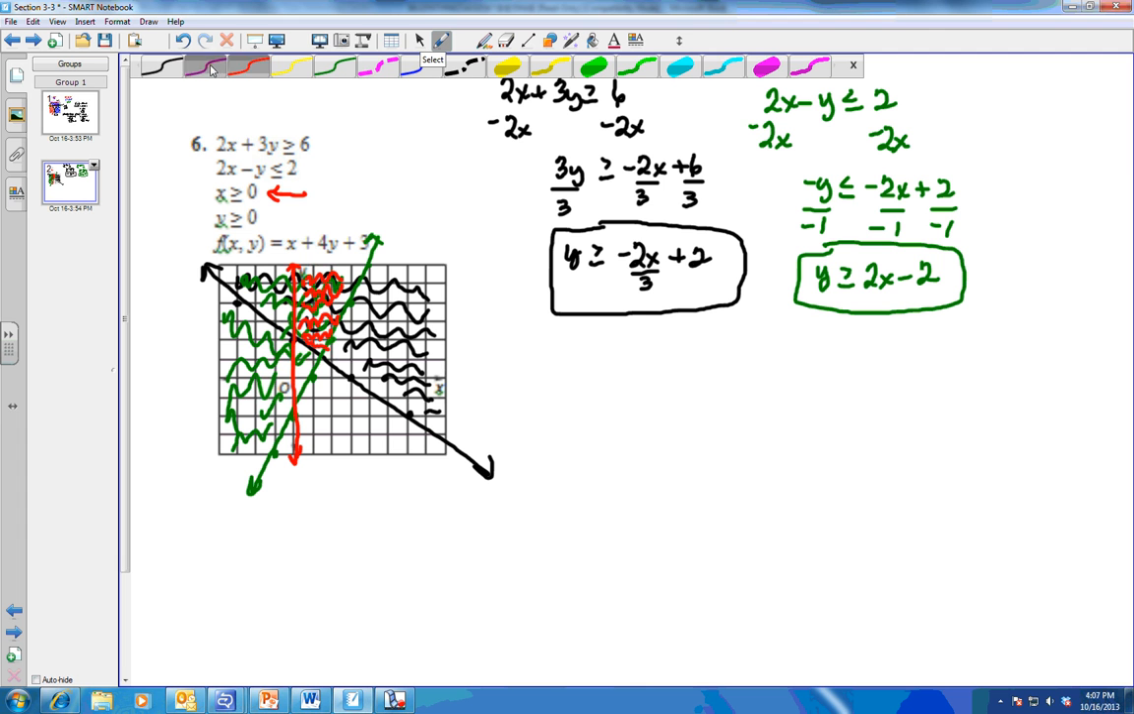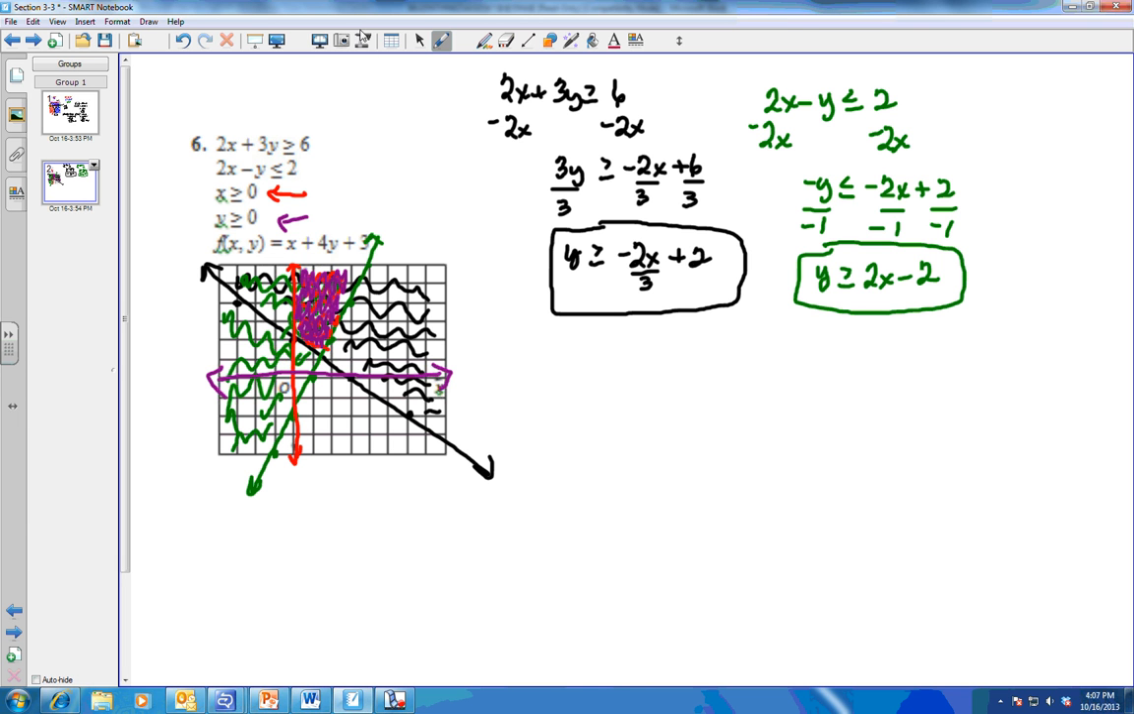All right. Then we have our last one. Y is greater than or equal to 0. That's going to be your x-axis. It's greater than, so I'm going to shade above this line. Okay, so again, can you see where all four areas overlap? If I shade above, it's going to be here, but this area right here is where all four graphs overlap each other.